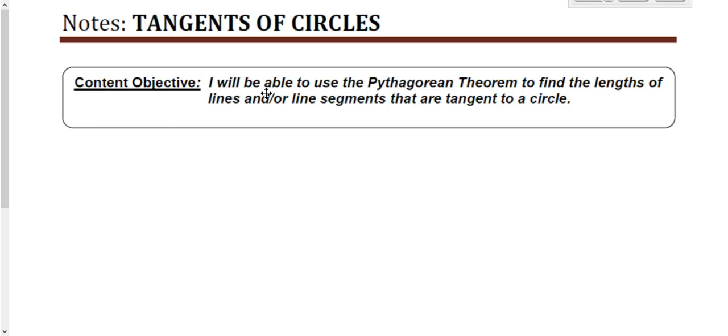So you will be able to use the Pythagorean theorem to find lengths of lines and/or line segments that are tangents to a circle. We'll see a couple of special properties about tangents and circles.